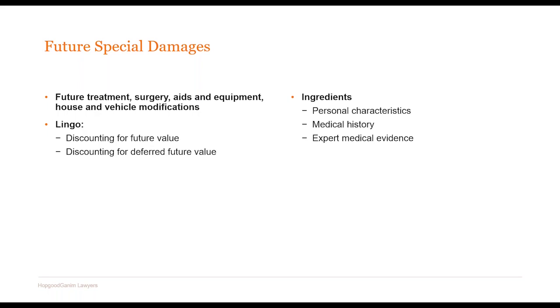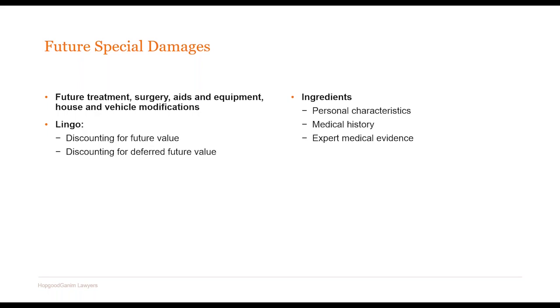Which then brings us to future special damages. This is future treatment costs, so it'll include treatment, surgery, aids and equipment. And in the case of some more severe injuries, it can include house and vehicle modifications. Again, there can be disputes about what treatment will be required. Obviously, the expert medical evidence comes into play here, and the item that is often hotly contested is the need for future surgery. It's very difficult to predict whether surgery will be required in the future and when it will be required. And so that's an item that is hotly contested.